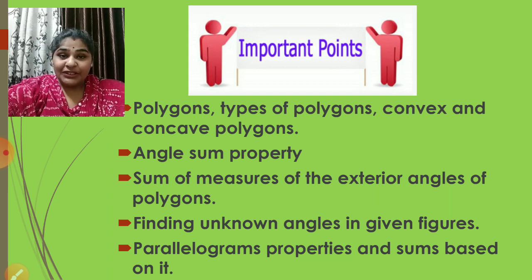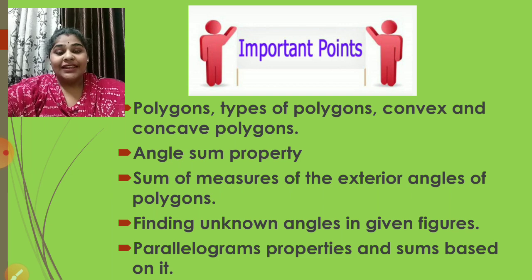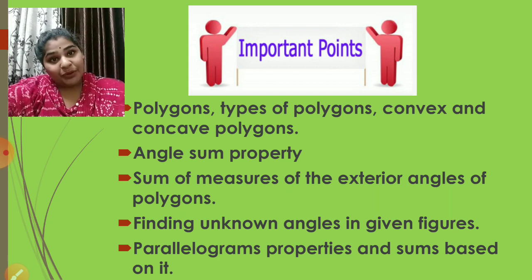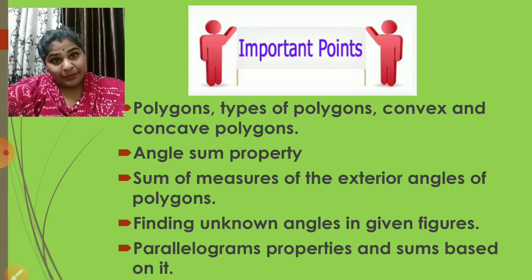Next is the sum of the measures of exterior angles of a polygon. What is the sum of that? Then sums based on that, okay? Especially the diagrams will be given and you have to find the missing angles, okay? Finding the unknown angles in the given figure is very, very important again. Parallelograms, properties and sums based on it. Again, different types of parallelograms, all right? And then some other polygons like trapezium and all.